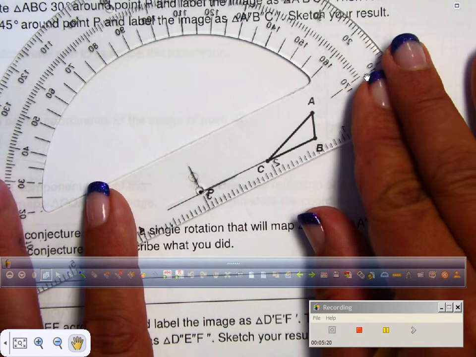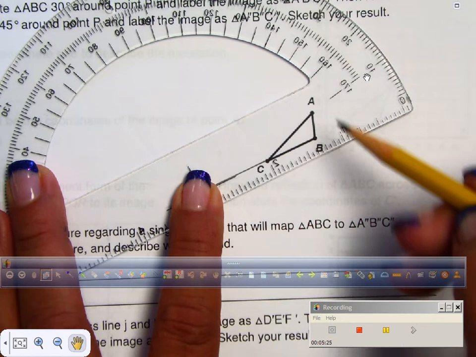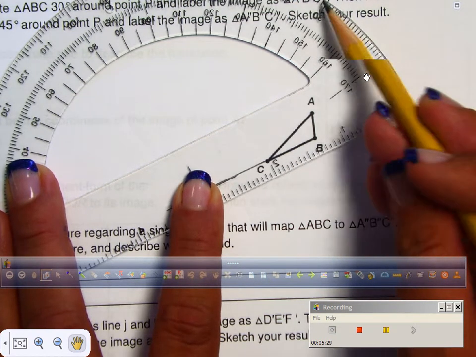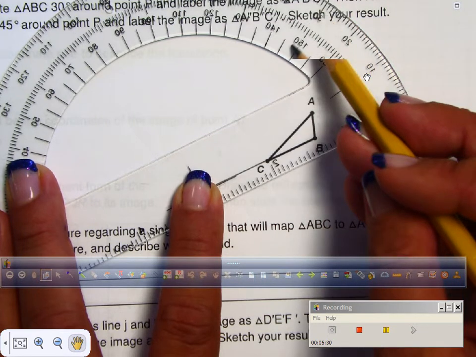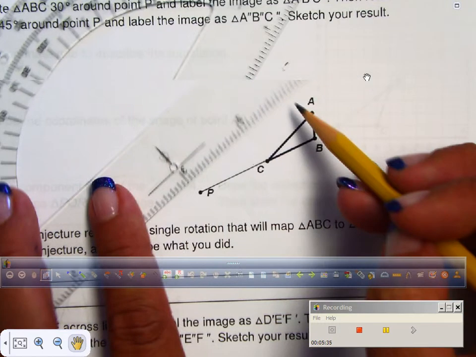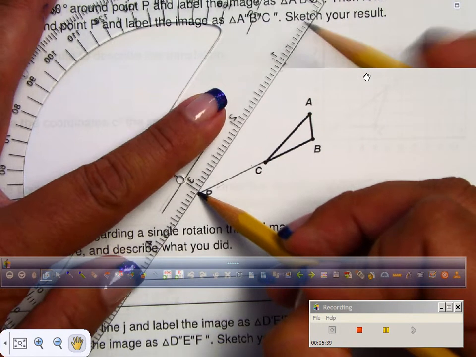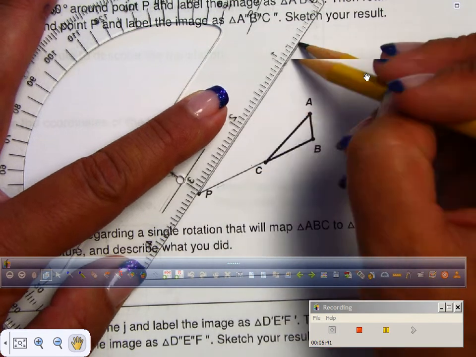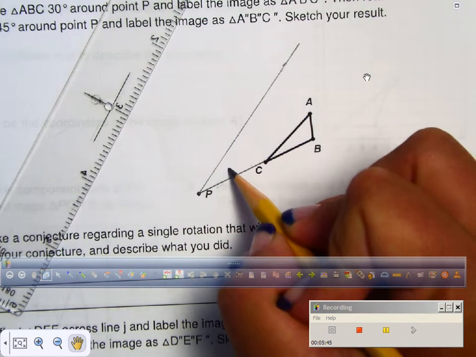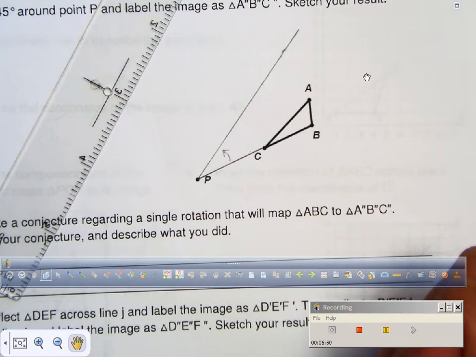Okay. So I'm going to line this up nice and straight. And then I'm going to measure from here out. This is 0, so there's 10, 20, 30 degrees. So 30 degrees is right about here. Draw myself a nice faint line. And then here's my angle of rotation right here. You see that? It's a 30-degree angle.